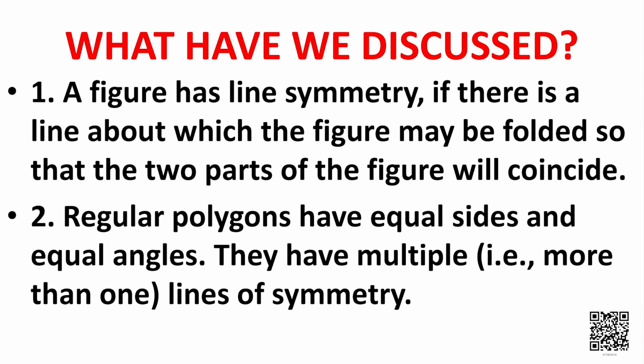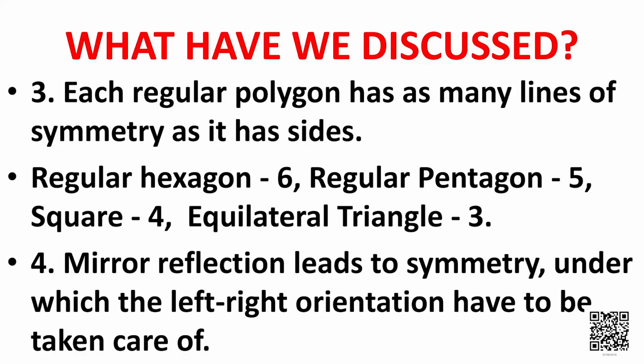Then we talked about regular polygons having equal sides and equal angles. They have multiple lines of symmetry. Then also students, we talked about the regular polygons having as many lines of symmetry as it has sides. For example, we saw a regular hexagon with 6 lines of symmetry, a regular pentagon with 5 lines of symmetry, a square with 4 lines of symmetry, and an equilateral triangle with 3 lines of symmetry. So students, with this we are at the end of part 1.